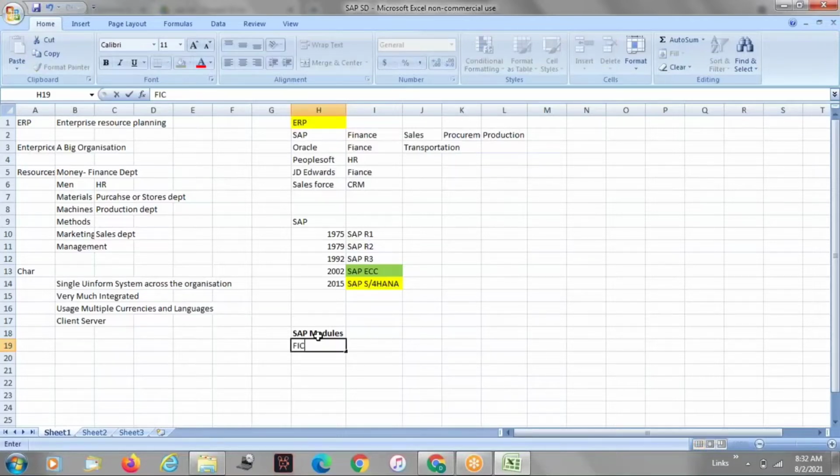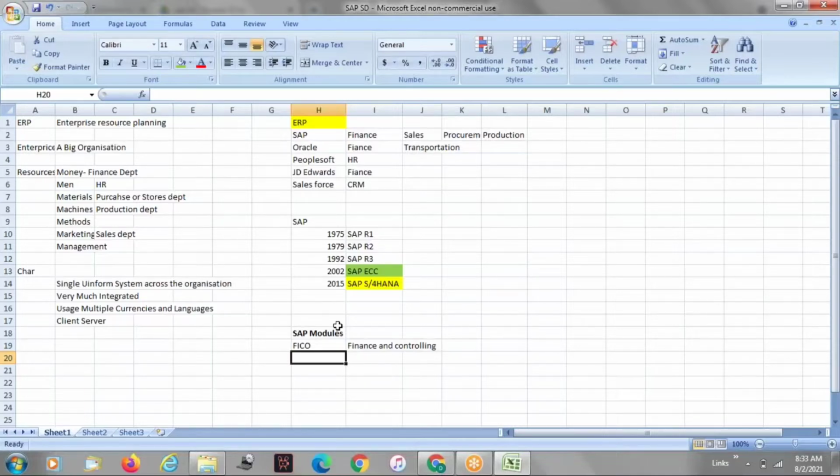So we have something called FICO. From the management point of view, the most important and critical module is FICO. FICO is nothing but finance and controlling. They are the ones who deal with accounts and reports, mainly what management requires: profit, loss, and everything. What is the cost of the company, how much profit we made.